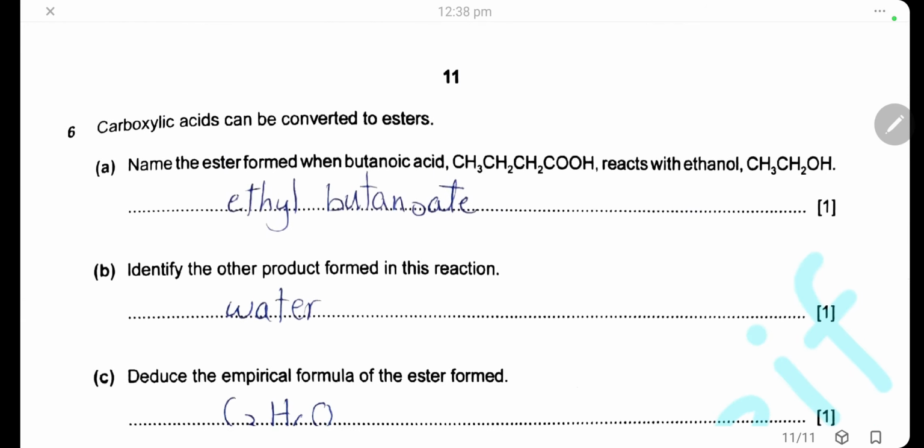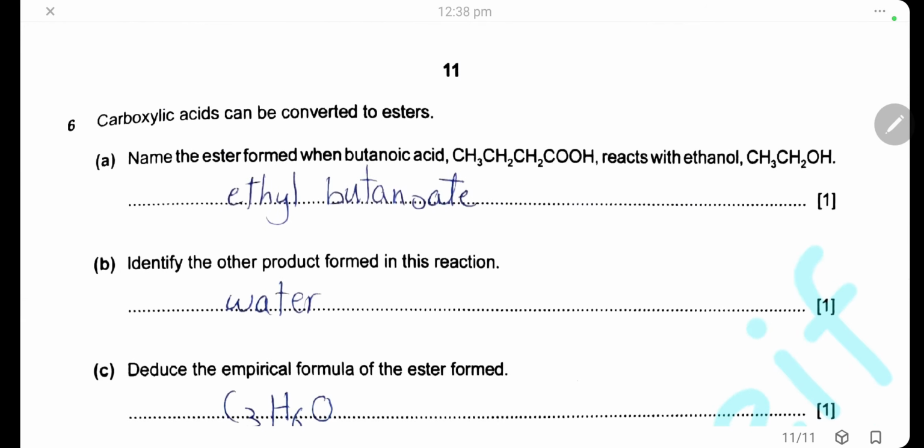Question 6. Carboxylic acid can be converted into ester. Name the ester formed when butanoic acid reacts with ethanol. The ester will be named after the parent acid, so it will be ethyl butanoate. Identify the other product formed when carboxylic acid reacts with alcohol to form ester. The other product formed is water. The two molecules are joined together by removing one molecule of water.